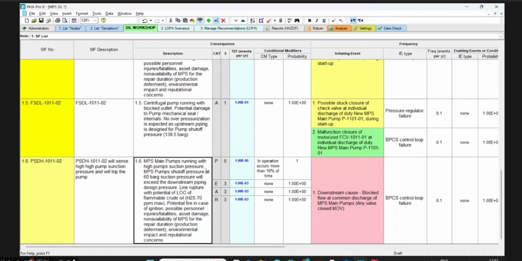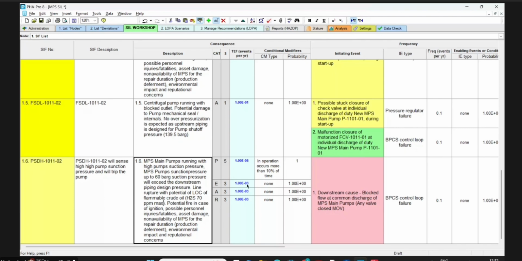MPS pump suction pressure up to 60 bar gauge. Pump suction pressure up to 60 bar G. Delete this. Exceeding the downstream piping design pressure. Line rupture, yes, that is all okay. Now this is correct.